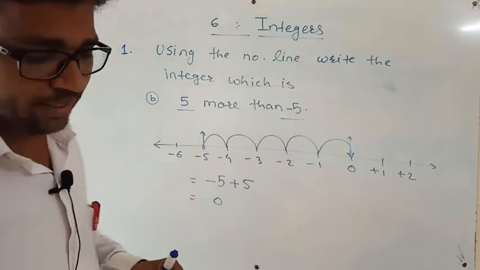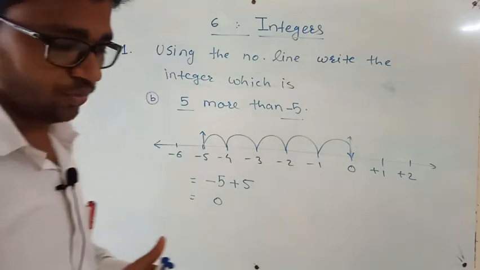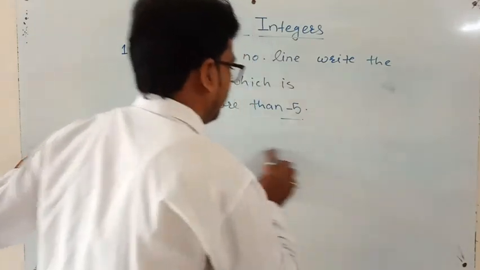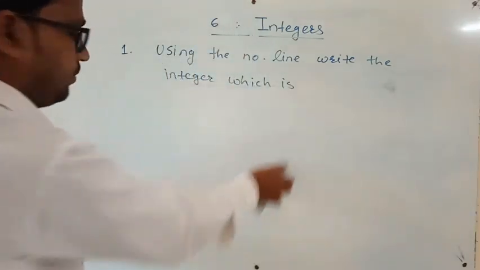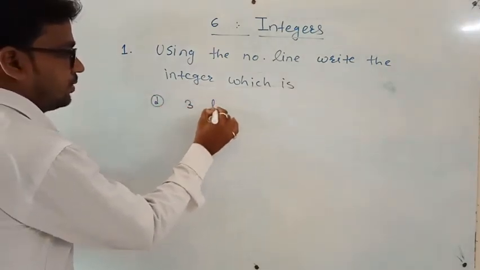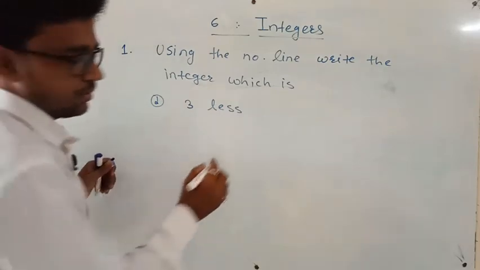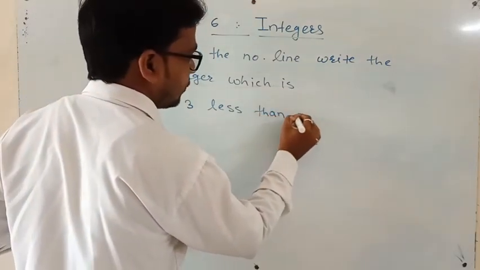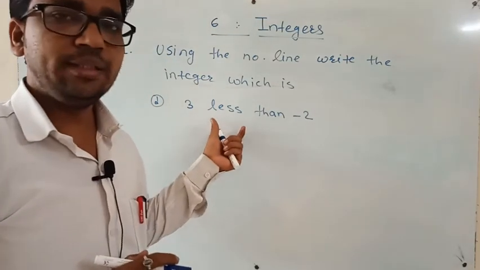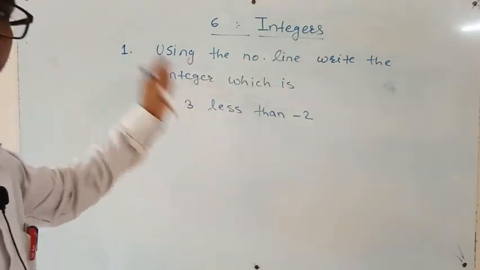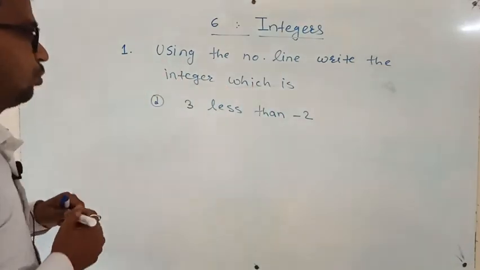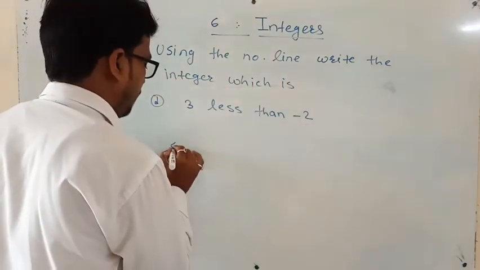Okay, C is 6 less than 2 and D is 3 less than negative 2. So I will take D first. 3 less than negative 2. See, here it is less. Less means what? We have to move to the left. On the number line we move to the left. So, starting with negative 2.